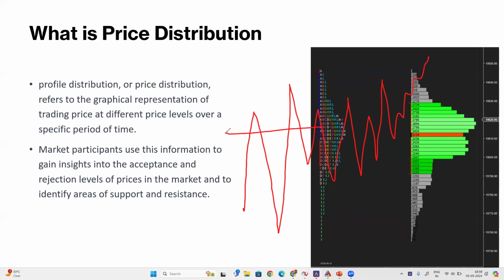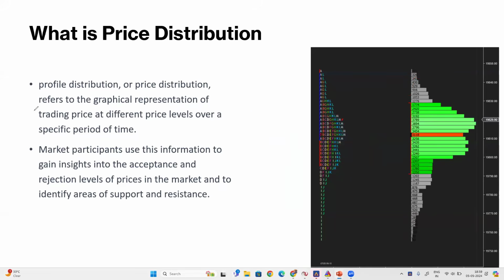And that is how the fair distribution happens. Over a period of time, you'll be seeing a fair distribution. Price will be touching a certain level multiple times, and that level will be acting like a kind of magnet multiple times.